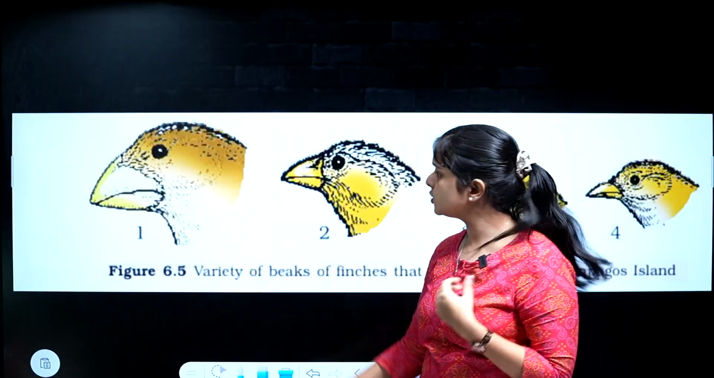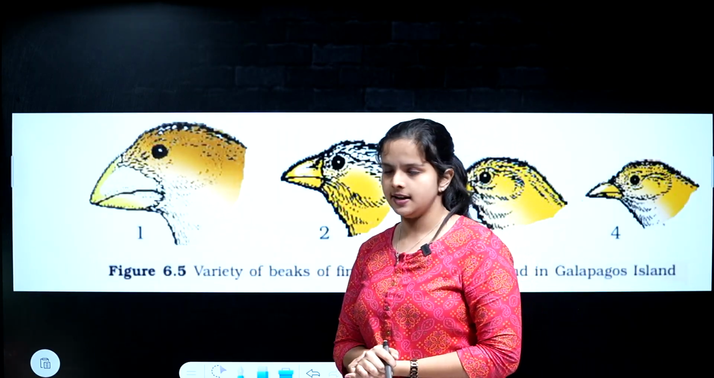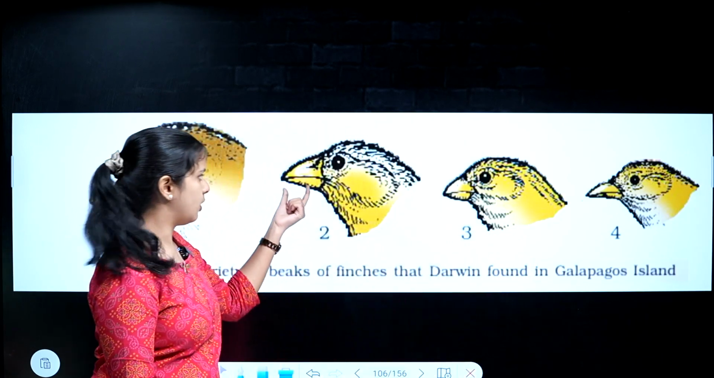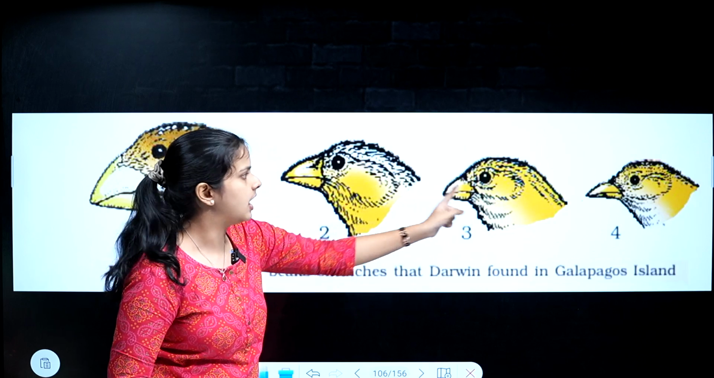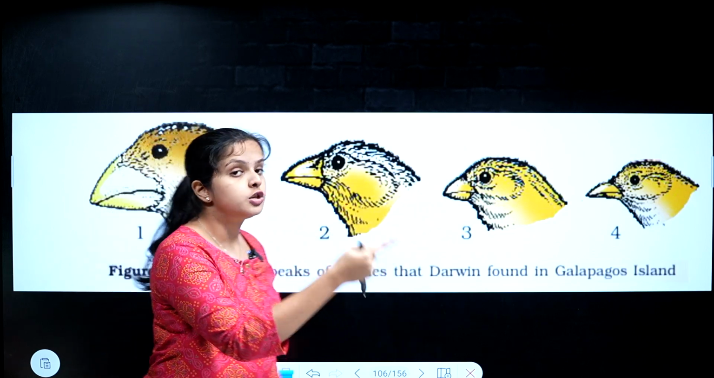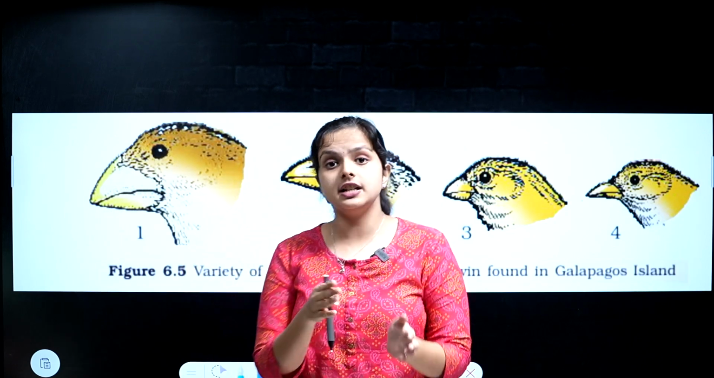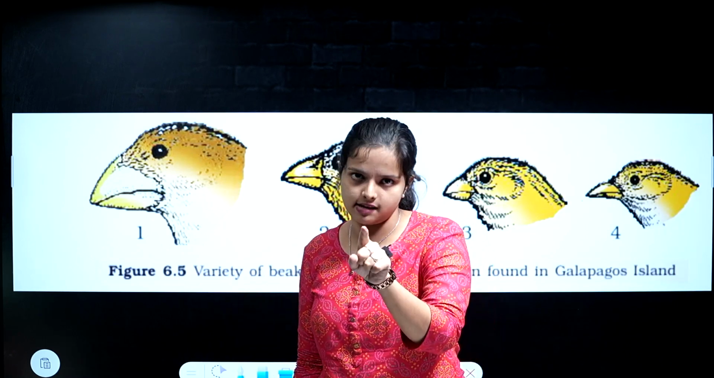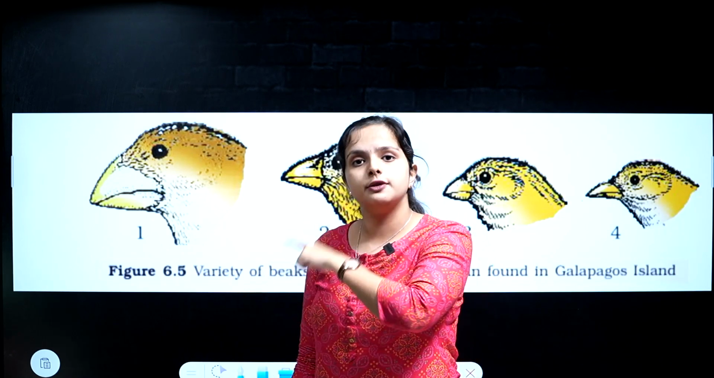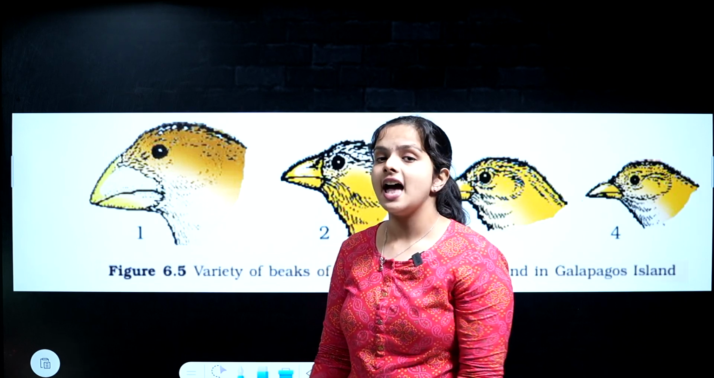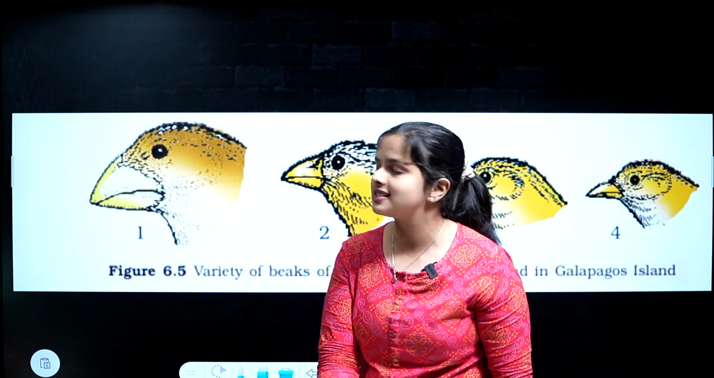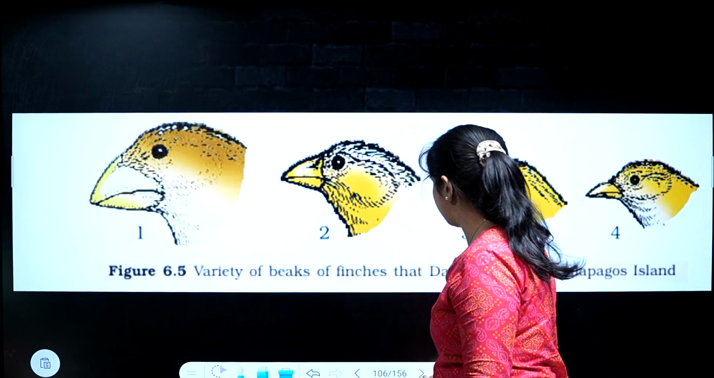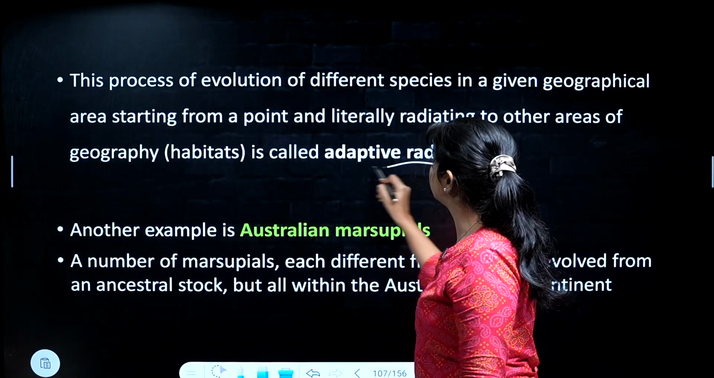See? The first one over here was seed eating, but from that particular finch, the beaks started evolving or altering. And why did the beak alter? To adapt to the changing conditions. The conditions were changing. In some places there were no seeds anymore, there were only insects. So if the finches had to survive, they had to eat those insects, and for that their beaks had to be altered. And this is what Darwin called adaptive radiation.